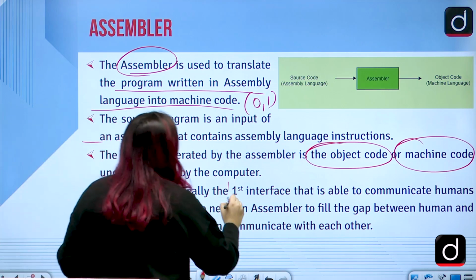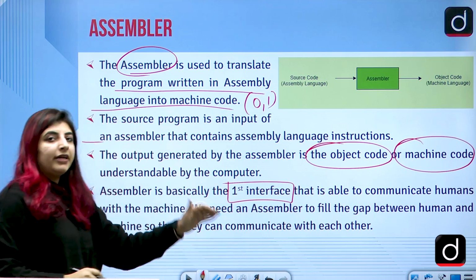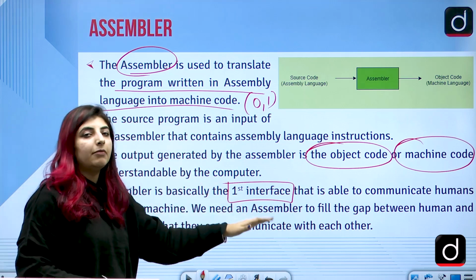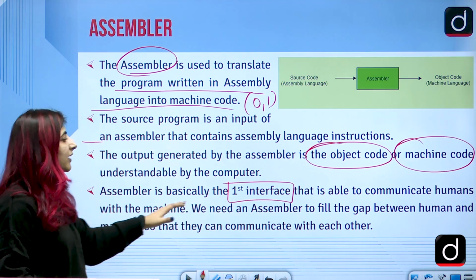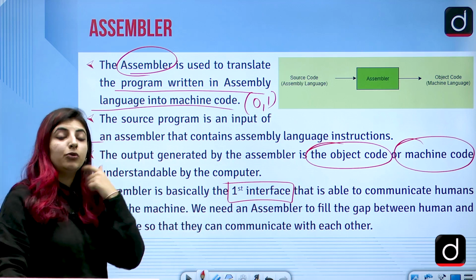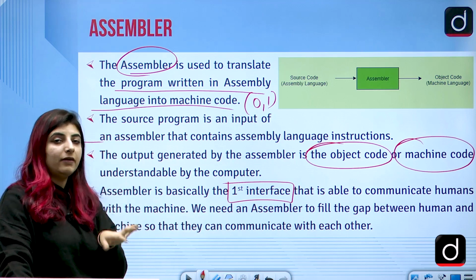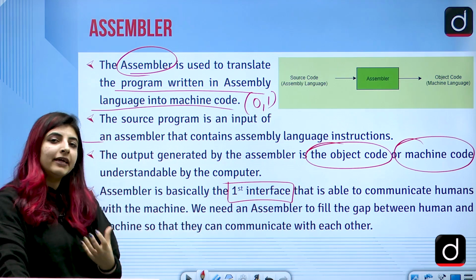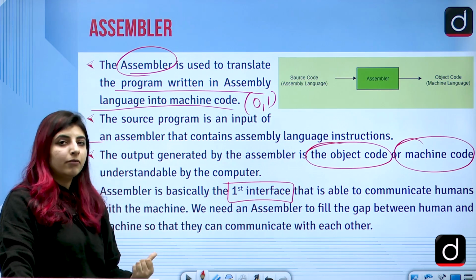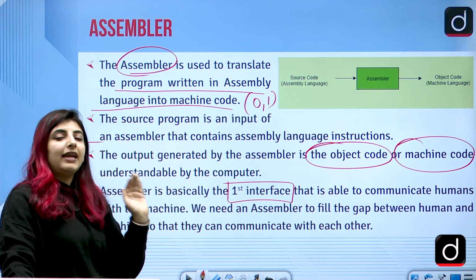It is basically the first interface that is able to communicate between humans and the machine. We need an assembler to fill the gap between human language and computers so that they can communicate with each other. So using the assembler, whatever documents or instructions we are adding, it is going to convert them into the language which is understandable by the computer. So it is an easier form of language processor.